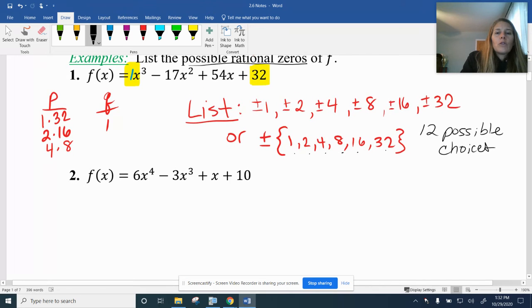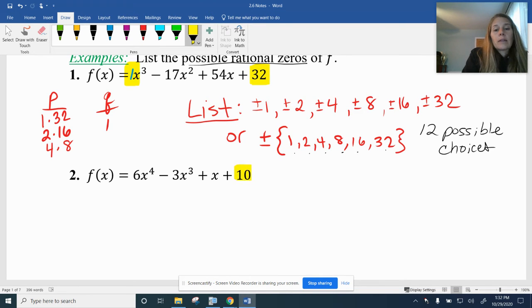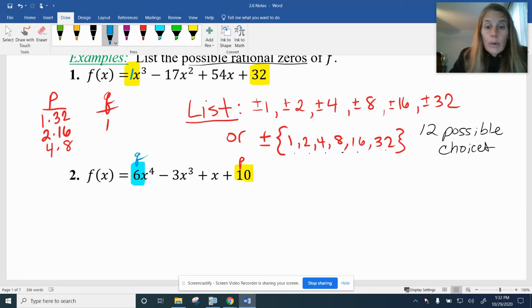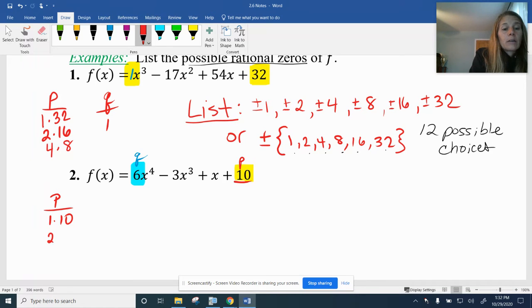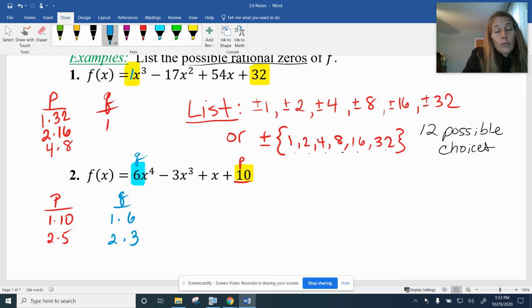Okay, so now that one wasn't too bad because the coefficient of our lead term was a 1, but in this next problem, we're going to look at one that has a number other than 1. So my p-value is just this 10 here, and then I'm going to be focusing on this 6 for my q's, okay? So my factors of my 10 would be 1 and 10 and 2 and 5. The factors of my lead coefficient, or this q value, would be 1 and 6 and 2 and 3.